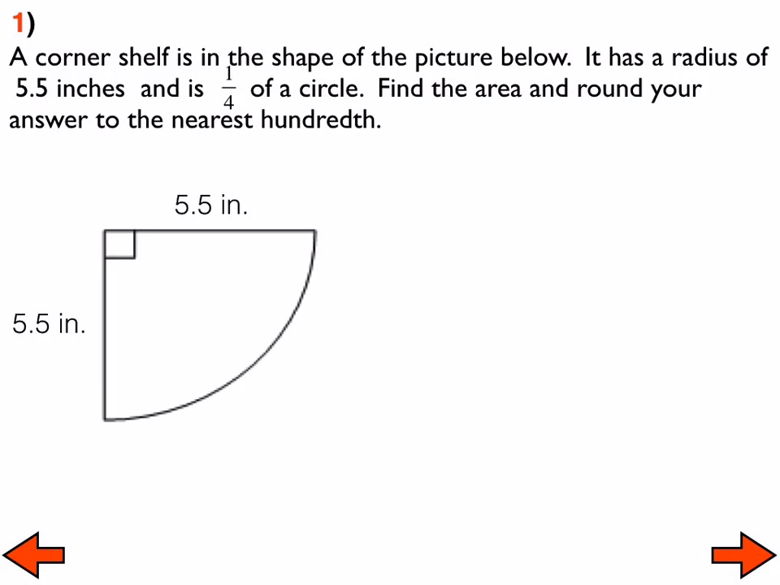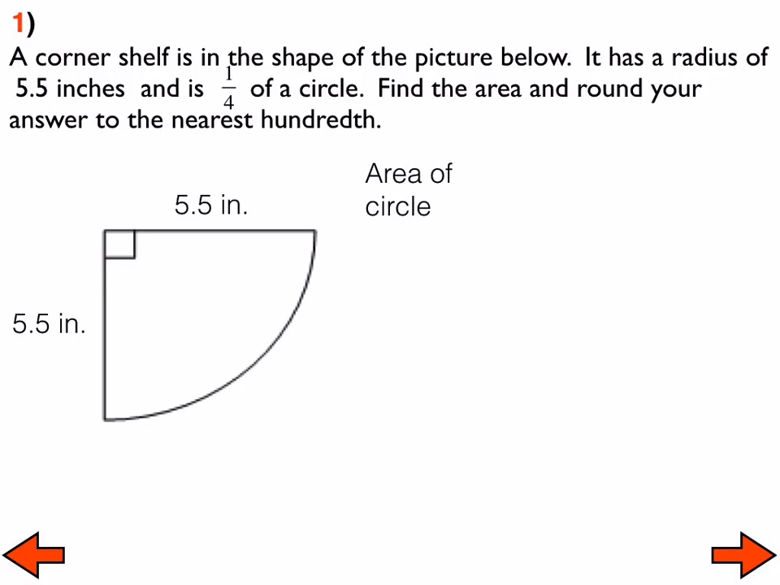All right, so speaking of 1/4, number one, it says the corner shelf is in the shape of the picture below. It has a radius of 5.5 inches and is 1/4 of a circle. Find the area and round your answer to the nearest 100th. I would like you to try that with your shoulder partner. All right, so if we pretend like we're finding the area of a full circle and then take 1/4 of that, that's the way that I would go about trying to do it.